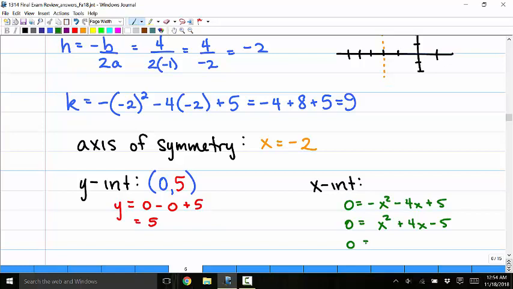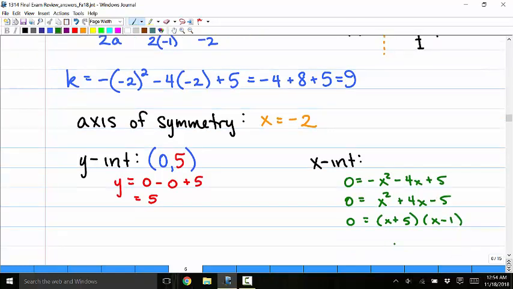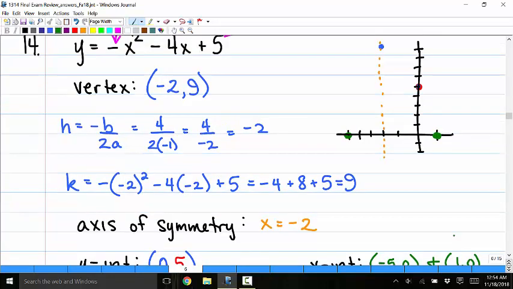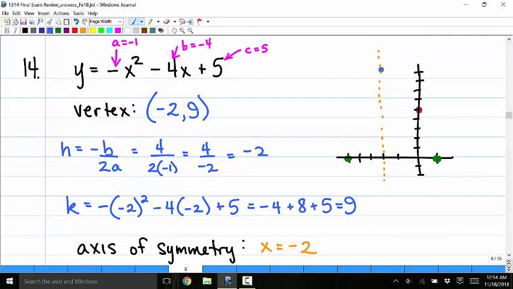The right-hand side factors to (x plus 5) times (x minus 1). Setting both of those factors equal to 0 and solving for x, I get x equals negative 5, x equals 1. Those are my x-intercepts: (negative 5, 0) and (1, 0). Okay, if I were to graph this parabola, it would look something like this.